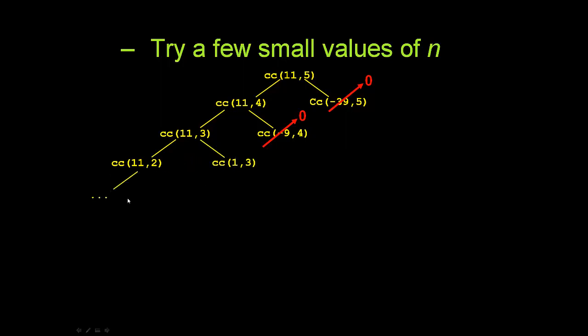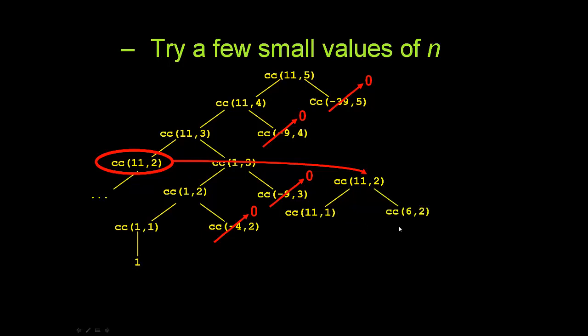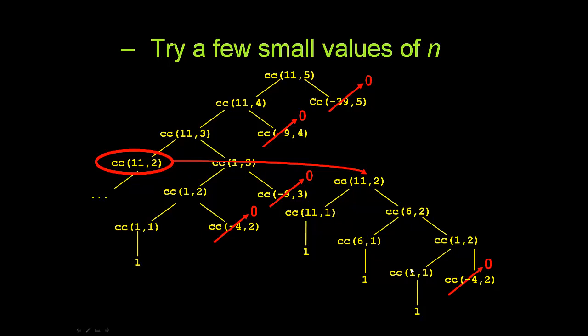Now this becomes something here. Let's wait for a while. And then this becomes CC 1, 2 and CC minus 9, 3. So this is 0 again. This is 1, 1 and this is minus 4, 0. This is 0, this is 1. Now we take this one over here and try again. It's CC 11, 1 and CC 6, 2. This is 1, and this is 6, 1. This is 1, 2, and this is 1, and this is 1, 1, and so forth. This is 0. So the answer is 4.